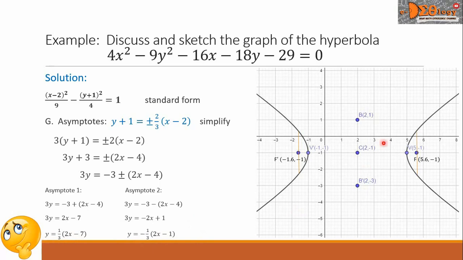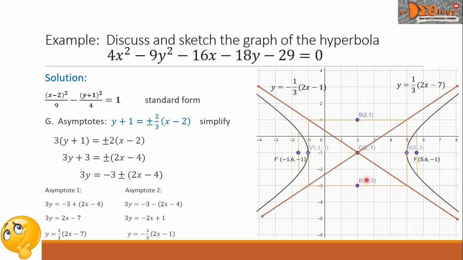The next step is to draw the asymptotes. First, let us draw the rectangle whose sides are parallel to the coordinate axes and passing through the vertices and the endpoints of the conjugate axis. Here is the rectangle, and the asymptotes are the extensions of the diagonals of this rectangle. So here are the respective asymptotes. This is our final answer.